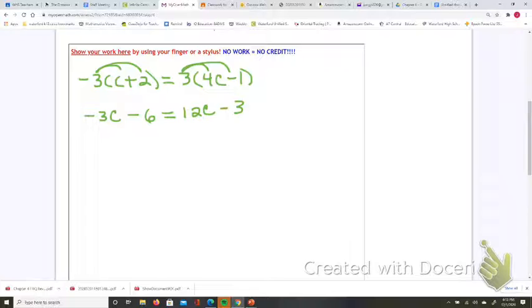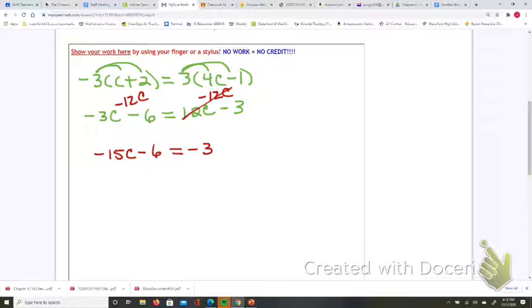Okay, now we have to get the c's that are on the right side, we have to move them over to the left. Notice that we have 12c and it's positive 12. So remember, that's like plus 12. So the inverse of plus is minus. So we're going to minus 12c, minus 12c. So on the left, we have negative 3c plus negative 12c. So we have all negatives. So we combine them together. We have a total of 15 negatives. So negative 15c minus 6 equals 12c minus 12c is 0, negative 3.